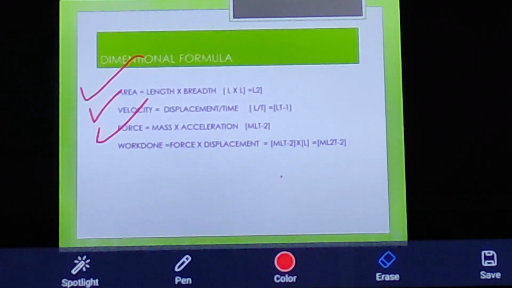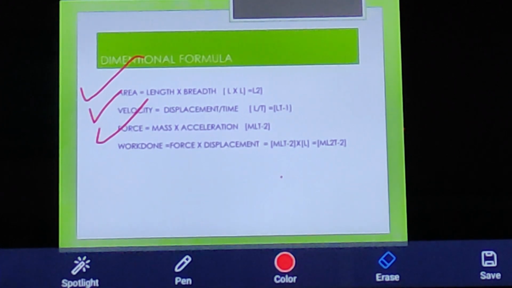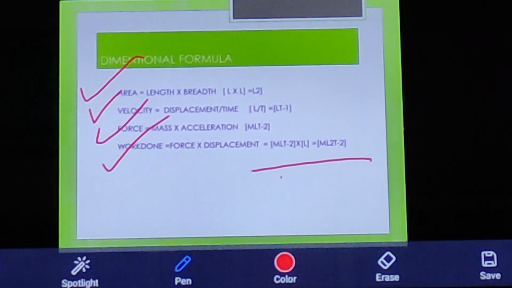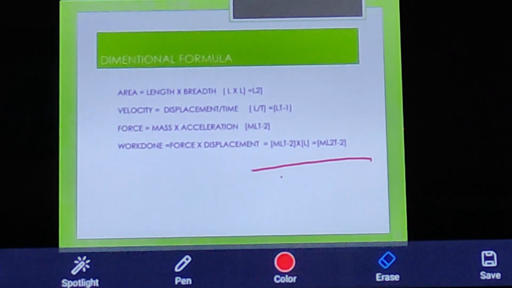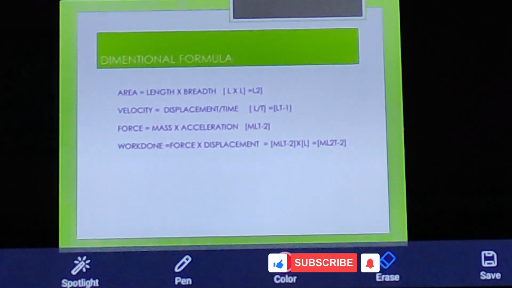After that, the work done. What is work done? Work done equals force into displacement. Force is m L T to the power -2 and displacement is L. So m into L into L, that is m L square. So that is m L square T to the power -2. In this way, you can measure the dimensions of these following quantities.